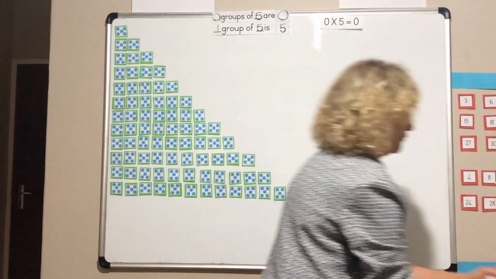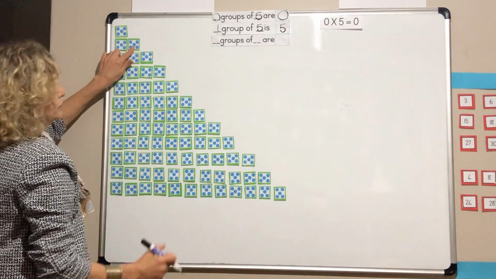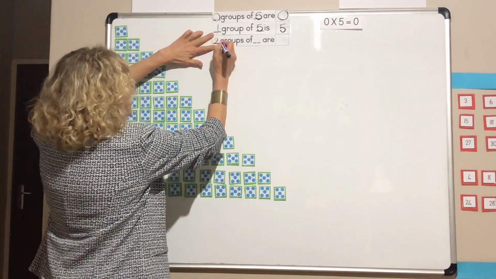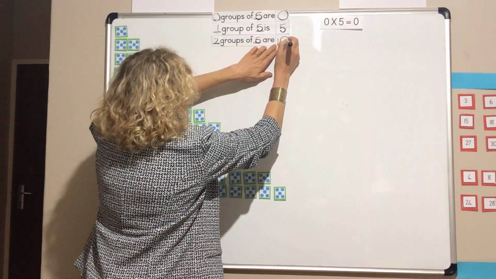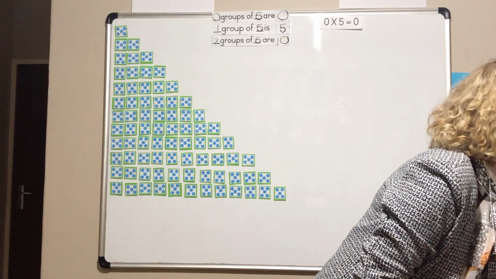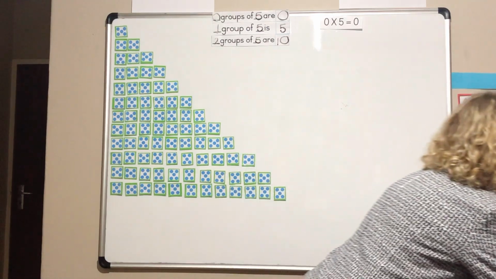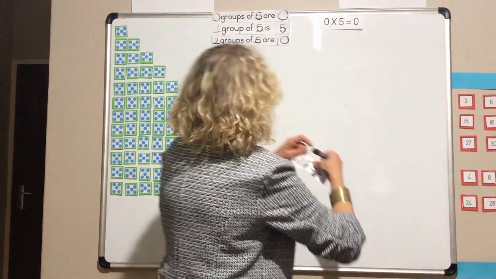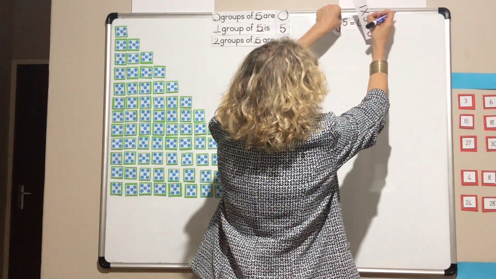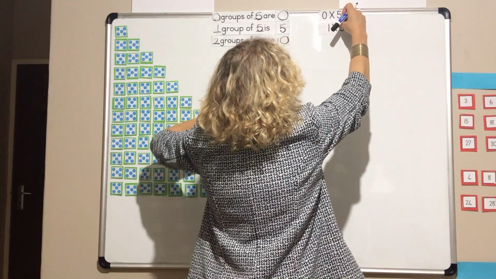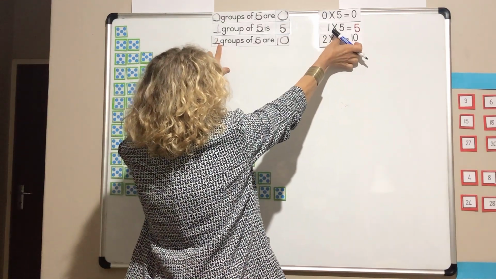2 groups of 5. 1, 2. 2 groups of 5 are 10. And let me hear your sum. Yes, I heard that. Okay, so 0 times 5 is 0. 1 times 5 is 5. 2 times 5 is 10.